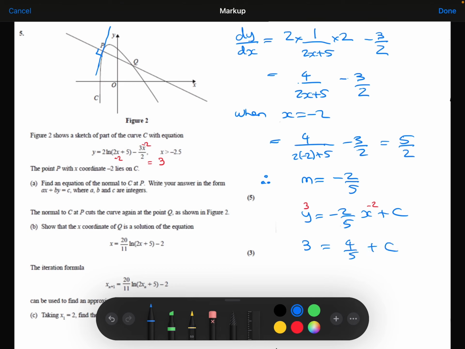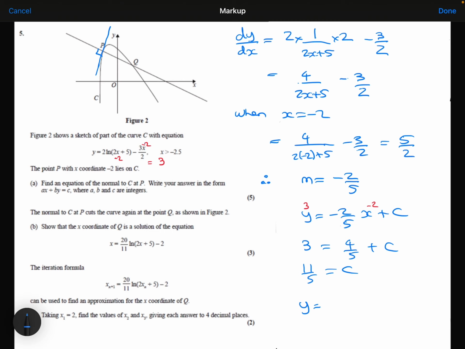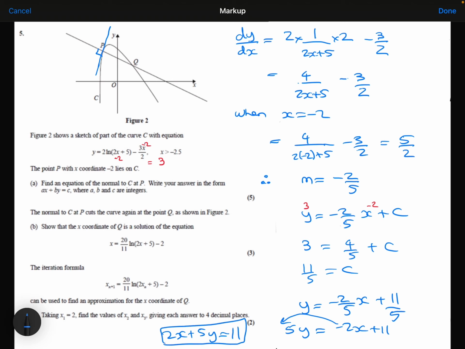So c is 11 over 5. And the equation of my normal is y equals minus 2/5 x plus 11 over 5. To write it in the desired form, I'm going to multiply both sides by 5 and then add the 2x to the other side. So we get 2x plus 5y is equal to 11. And that's my answer for part A.